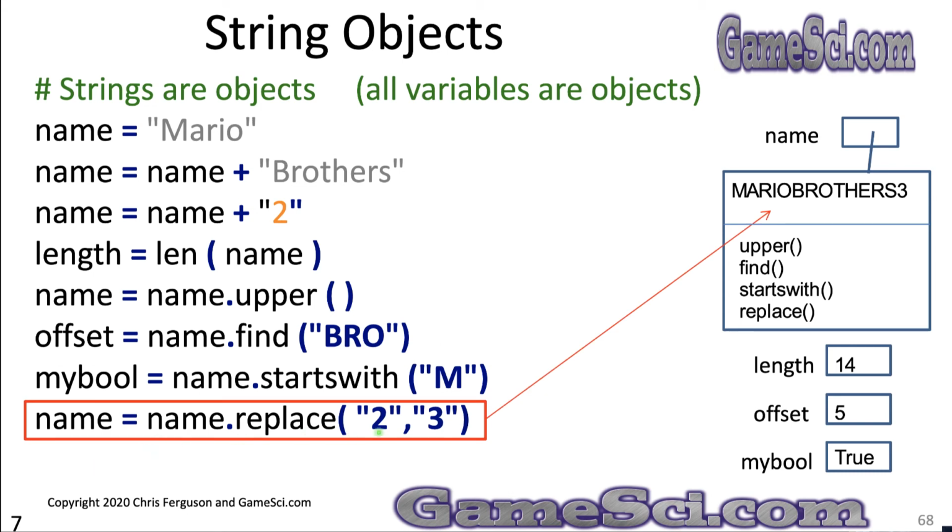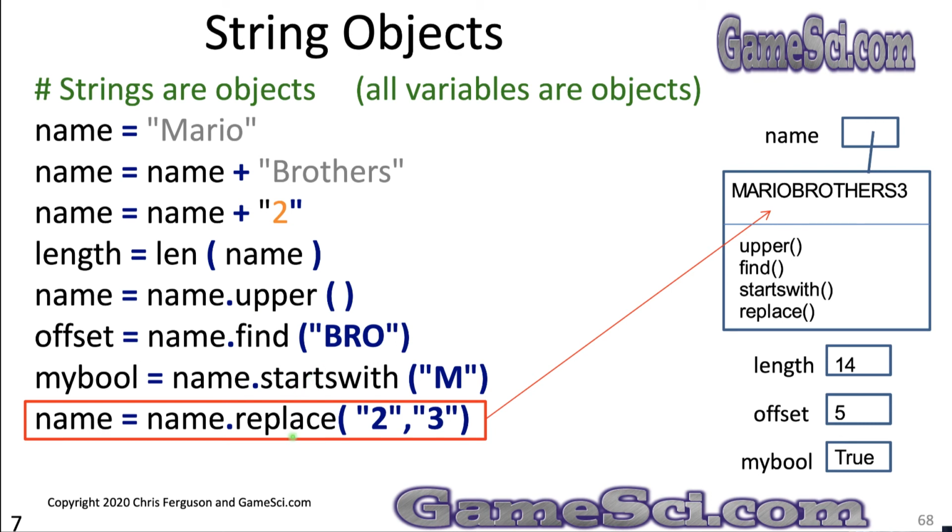Name equals name dot replace 2, 3. I want to replace the character 2 with the character 3. And there you go. A 2 got replaced with a 3. All of these things, upper, find, starts with, and replace, these are what's called methods.